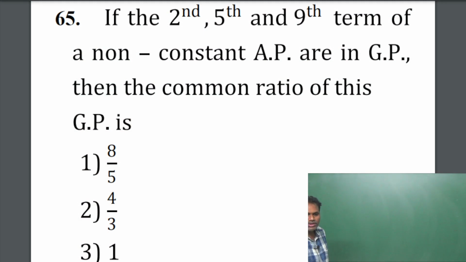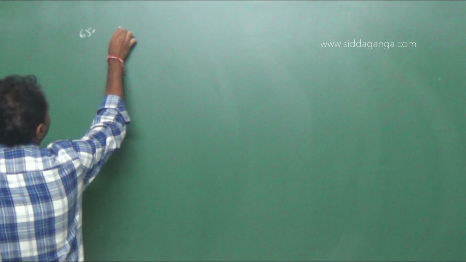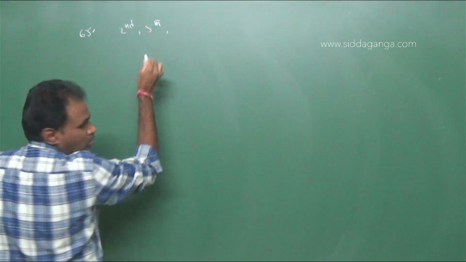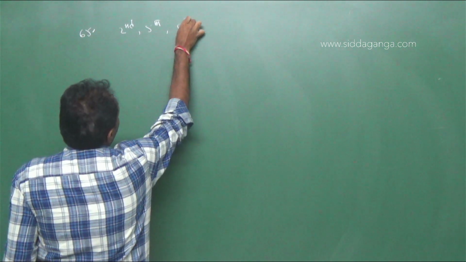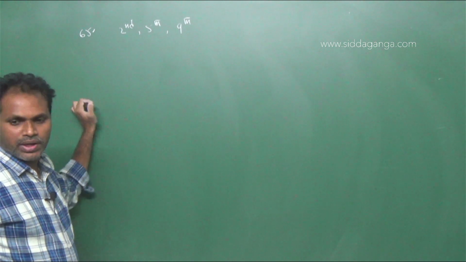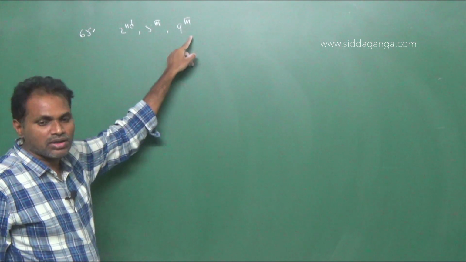Next problem. If the second, fifth, and ninth terms of a non-constant AP are in GP, then the common ratio of this GP is... The second, fifth, and ninth terms of a non-constant AP are in GP. Second term, fifth term, and ninth term of a non-constant AP.